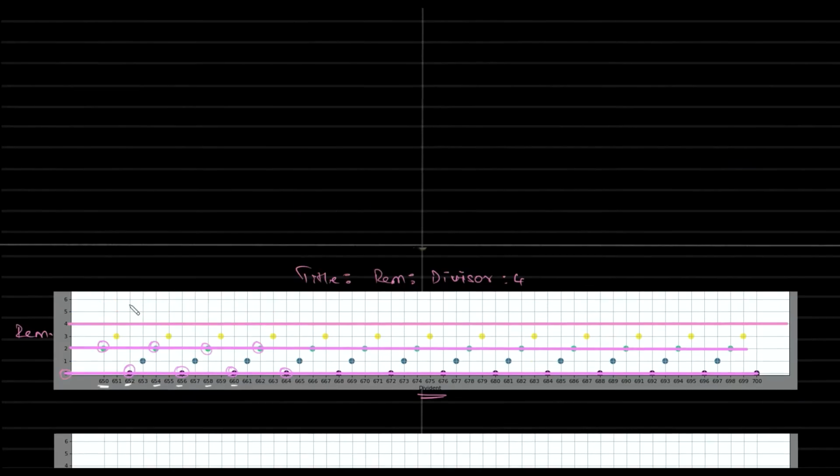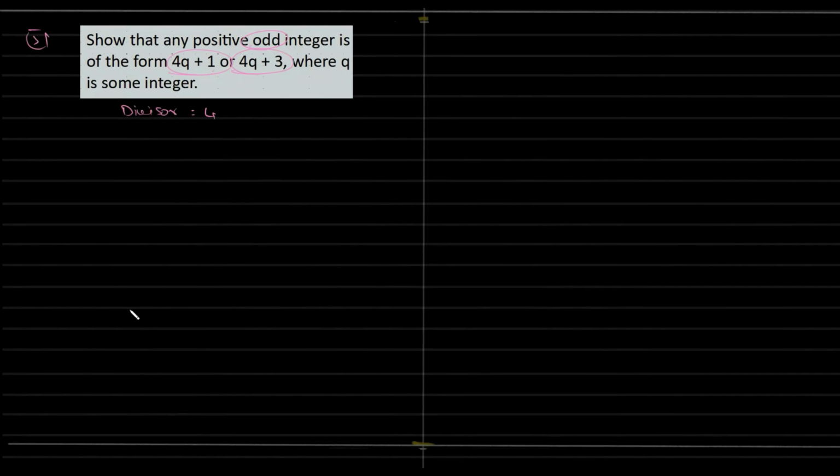So again, the question talks about what in general we have to prove: that odd numbers can be represented in the form of 4q plus 1, if not 4q plus 3. In the program we just showed for certain numbers, now we have to show it generally. So whenever we have to show anything generally with divisibility, you have to make use of what? You have to make use of Euclid division lemma.